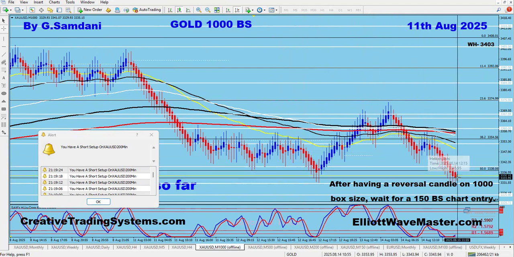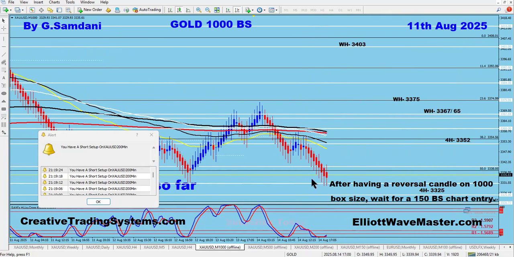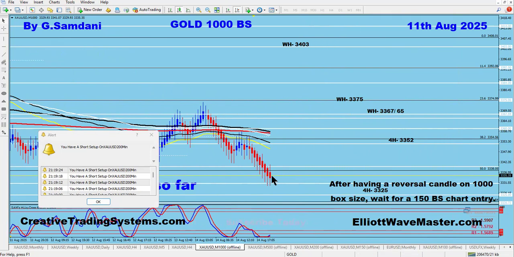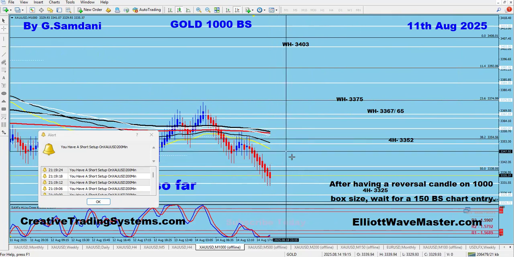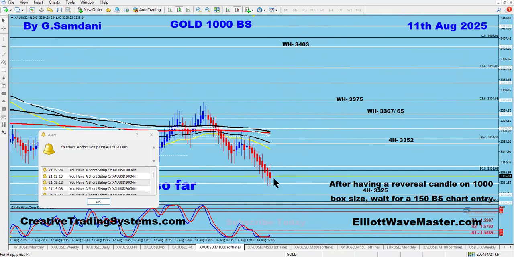So I need it here in the bottom, right? And if I have a reversal candle, then I will pay attention. I will divert my attention towards the upside, and then I'll wait for the 150 buck size chart. If not, then it can still slowly drop to the 23% line instead of bouncing from 38. It may go to the 23% line.